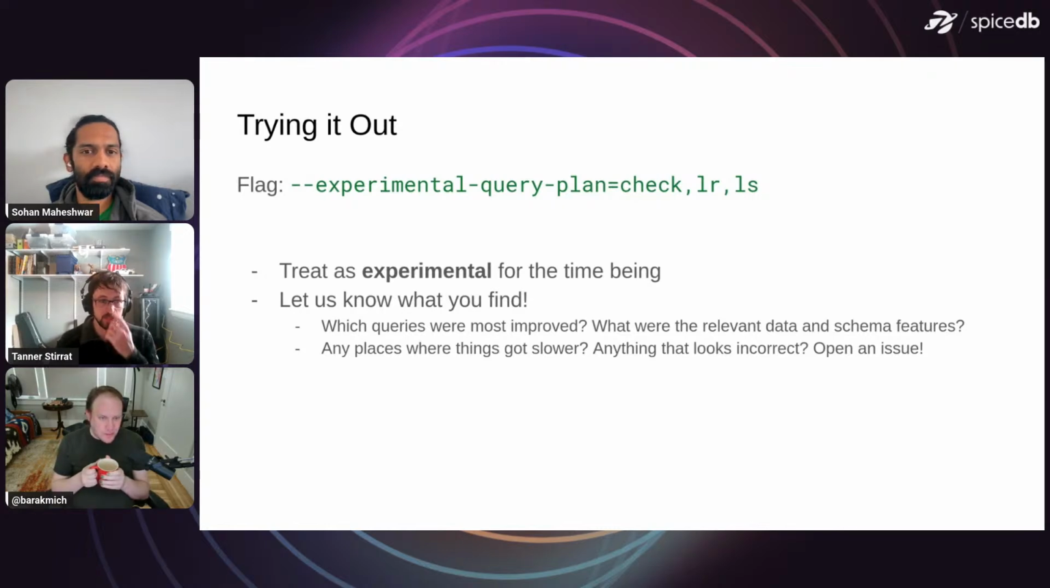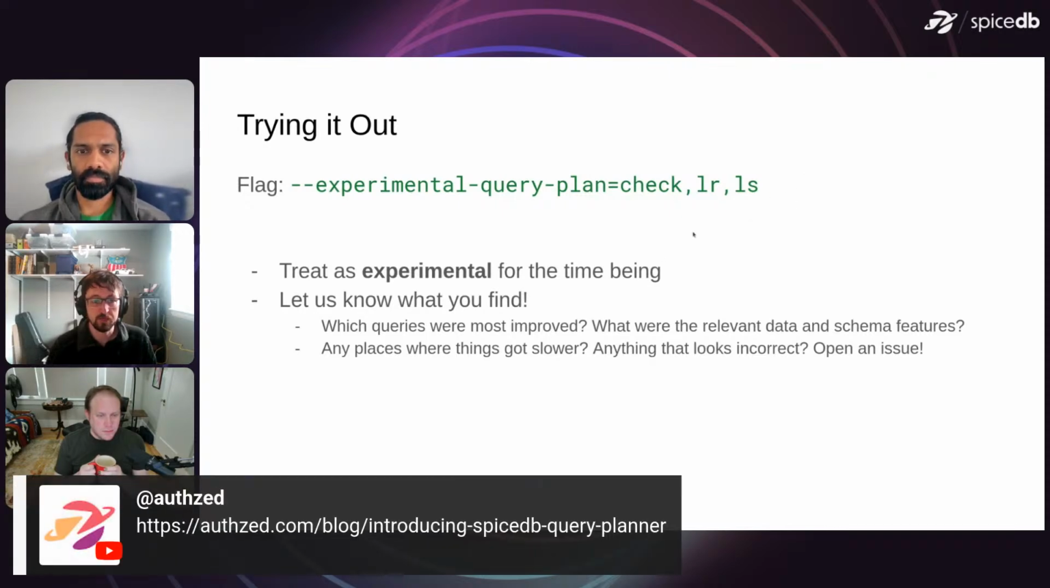If you want to use it as an environment variable, it's going to be all caps SPICEDB_EXPERIMENTAL_QUERY_PLAN. And then it's a comma separated list of the endpoints that you want to drive using the query plan, which are check, LR, and LS.